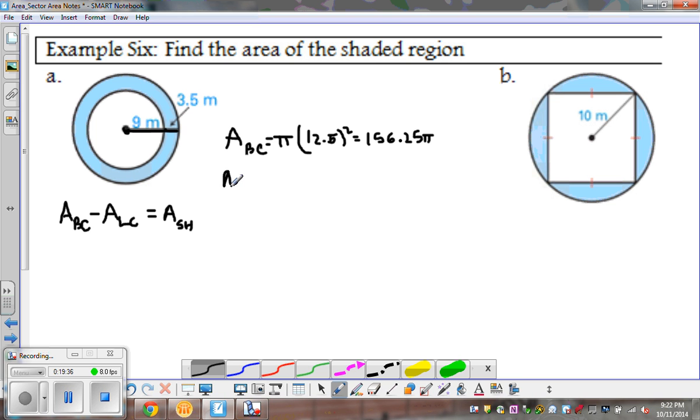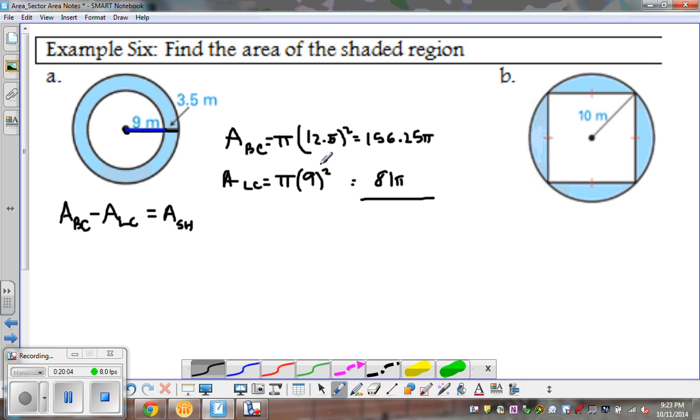All right, let's find the area of my little circle. It's the same thing. It's going to be pi times the radius. Now, the radius of my little circle is just 9. All right, so pi times 9 squared, which is going to give me 81 pi. All right, and what I want to do here is I want to subtract off. So again, we said I want to take the area of my big circle minus the area of my little circle, and that's going to give me the area of my shaded region.